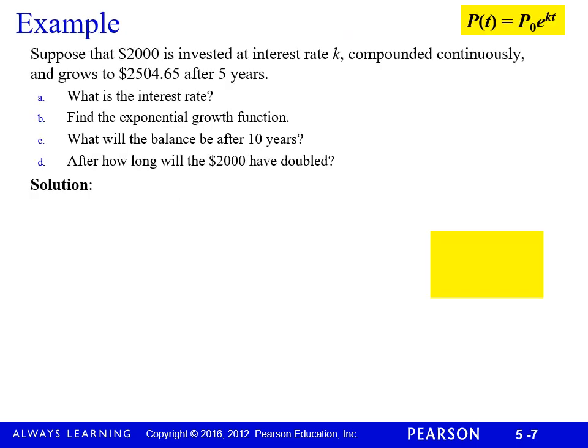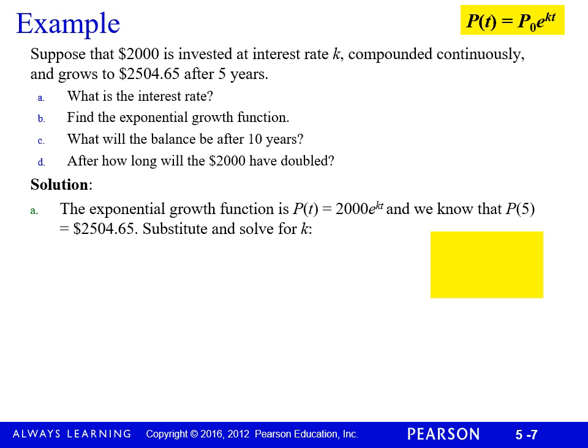Suppose that $2,000 is invested at interest rate k, compounded continuously, and grows to $2,504.65 after 5 years. What is the interest rate? Find the exponential growth function. What will the balance be after 10 years? And how long will it take for the $2,000 to have doubled?